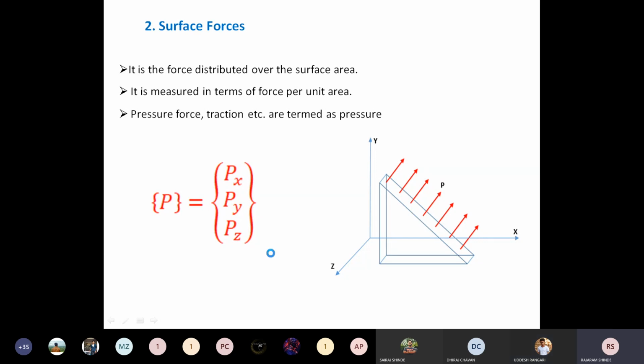Next force is the point load or concentrated load. Now this force is acting at a point. It is measured by its magnitude and direction. It is not in terms of force per unit area or force per unit volume.